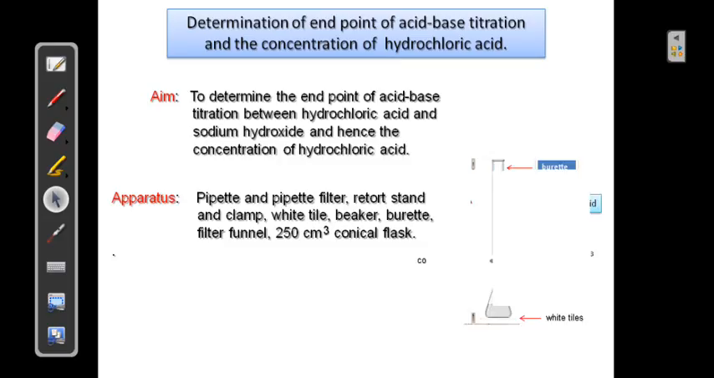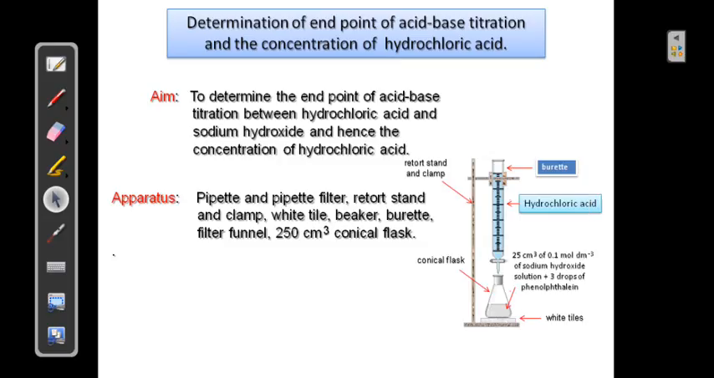So this is how you set up your experiment. You have a retort stand with a clamp, and the burette down there with a fixed amount of hydrochloric acid solution, and then you have a fixed amount of sodium hydroxide solution in the conical flask.